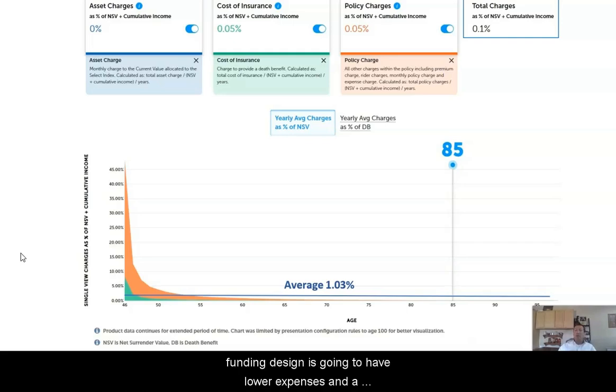See, a maximum funded design is going to have lower expenses than a minimum funded design, and there's a reason for that. A life insurance policy is primarily made up of the death benefit and what's called PUA. It means paid up addition. And when we design a policy for maximum funding, more of that money is going towards the paid up additions or cash accumulation, and less is going towards the cost of insurance.